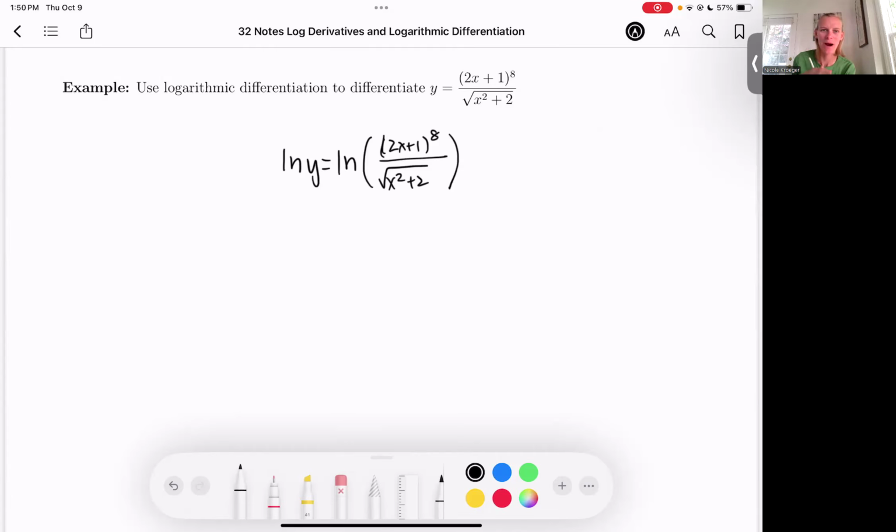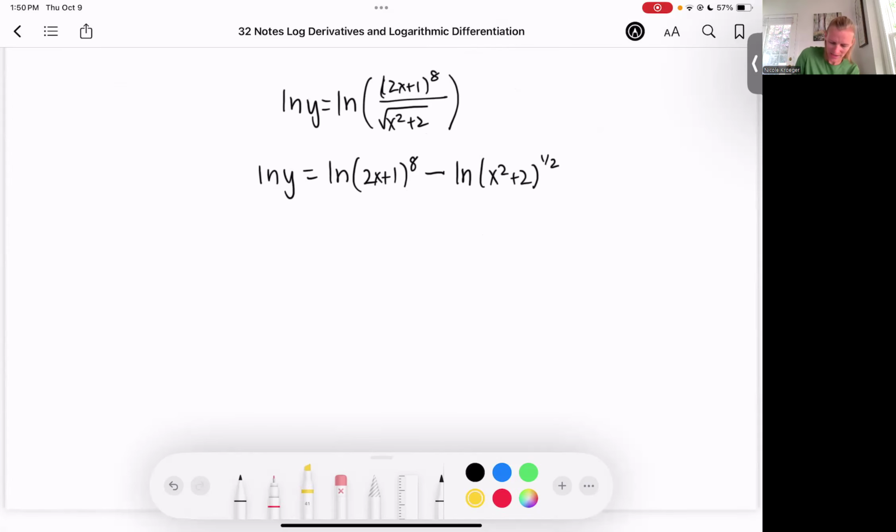Now we want to use properties of logs to simplify the right-hand side of the equation. So we can use the fact that division inside of a log turns into subtraction to make this ln of (2x plus 1) to the 8th minus ln of the square root. I'm going to rewrite the square root with an exponent. The square root of x squared plus 2 is the same thing as that expression to the 1/2. That'll just allow us to simplify this piece more.